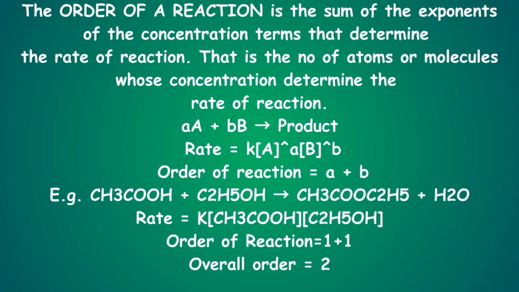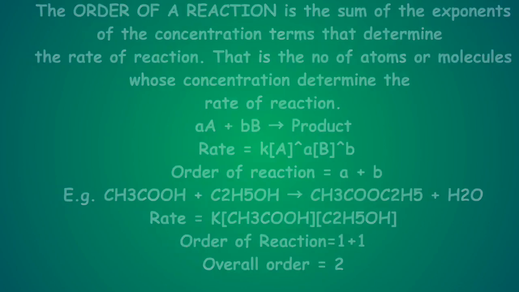An example is the esterification reaction of ethanoic acid reacting with ethanol to form an ester and water. As you can see, the rate is equal to the rate constant k multiplied by the concentration of the reacting species. Don't forget that concentration is denoted by the square brackets. Now, the order of reaction, as you can see, is 2. 1 plus 1 is equal to 2, since the individual sum of their exponents is 1. Now, the overall order is actually a second order reaction.